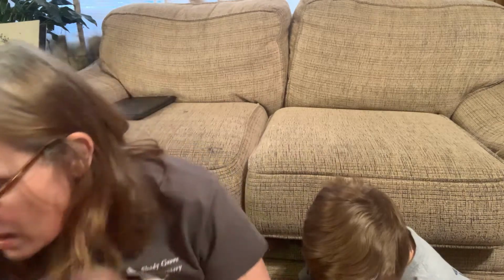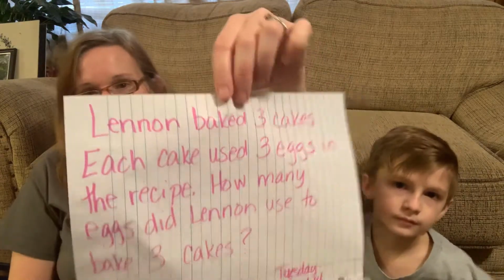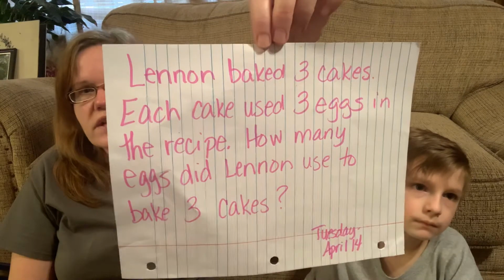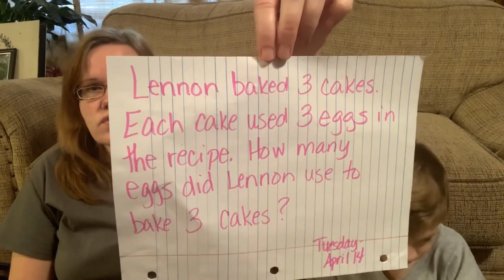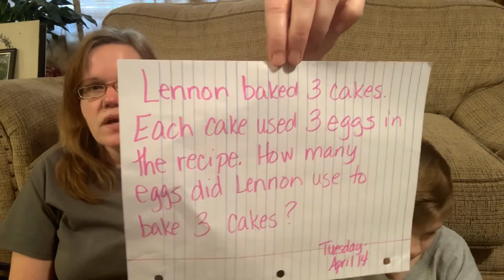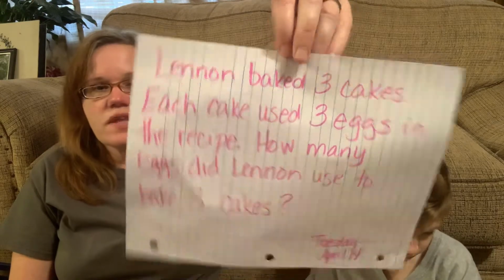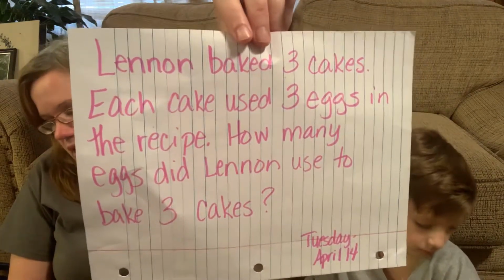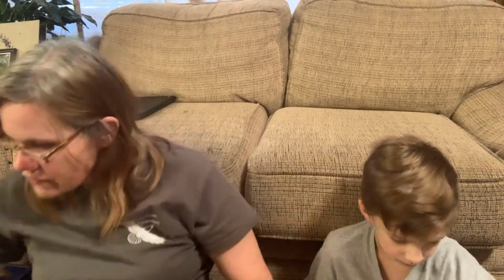All right, let's look at our problem that we had for yesterday. I told you that Lennon baked 3 cakes, which he only baked 1, but he did bake a cake, but we made it more interesting. Lennon baked 3 cakes. Each cake used 3 eggs. So how many eggs did Lennon use to bake 3 cakes?